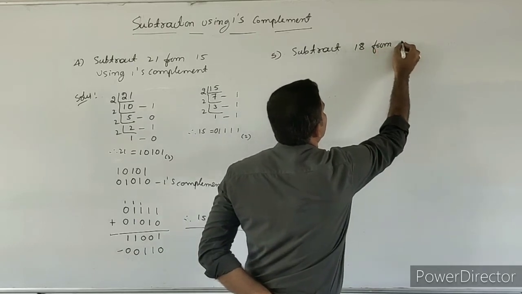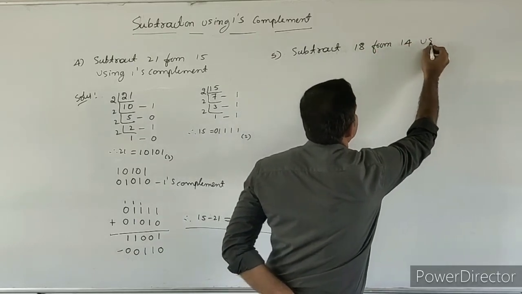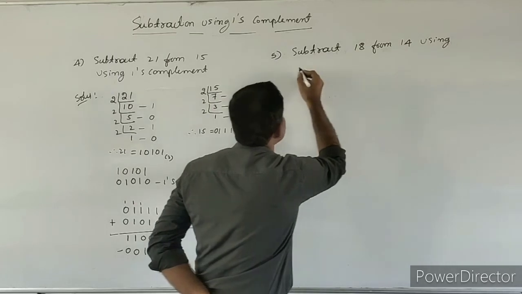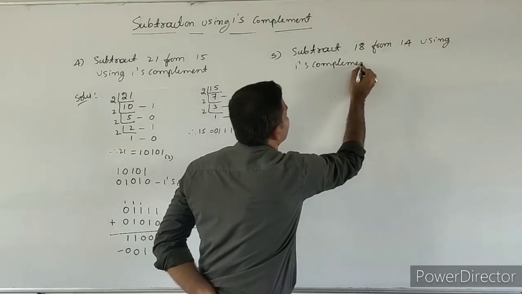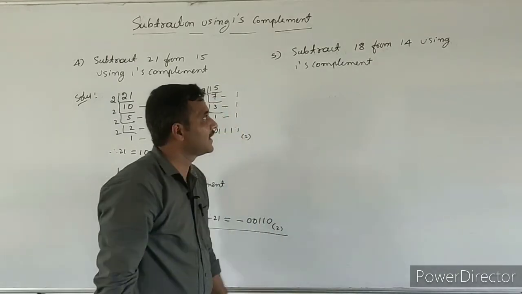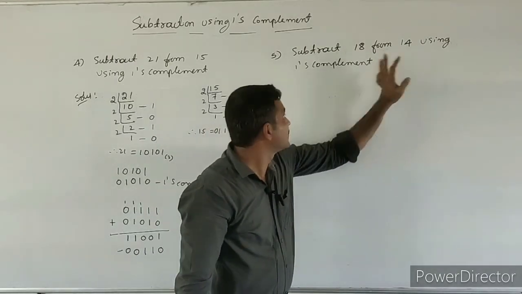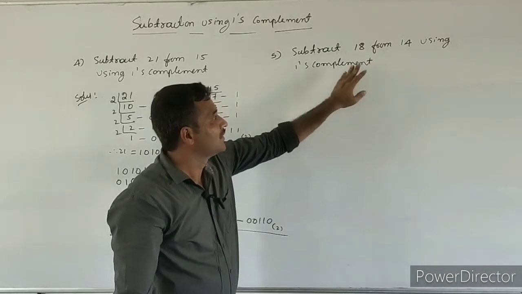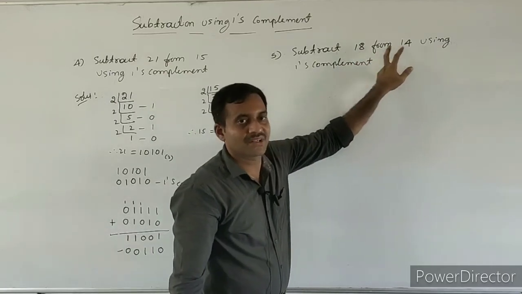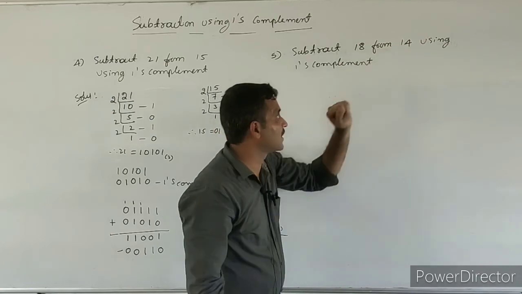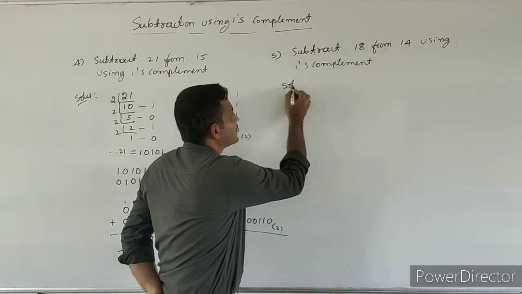Subtract 18 from 14 using one's complement. Here also we subtract a larger number from a smaller number. Again, the numbers are in decimal.